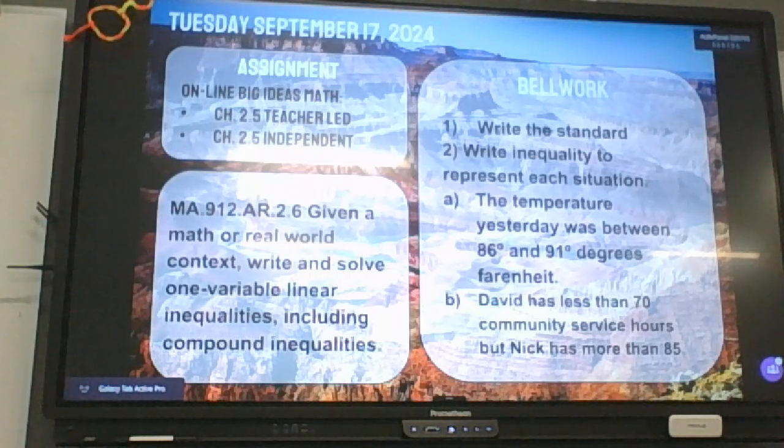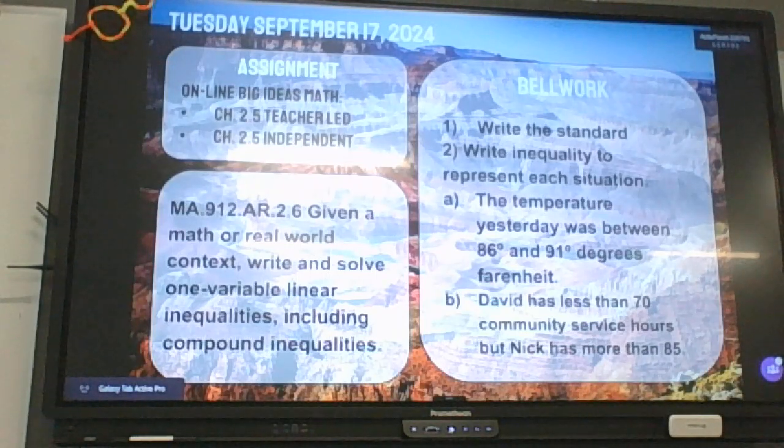And I'm going to change it a little bit, and I'm going to use H for hours. And I'm going to say that the hours are less than 70, and that's referring to what David had accomplished. Or the hours are more than 85, and that's what Nick had accomplished. So compound inequalities, if the word and is used, will somehow show up in between two things like this. But sometimes the things are unrelated or they're opposite.